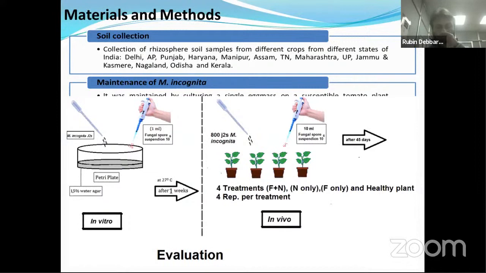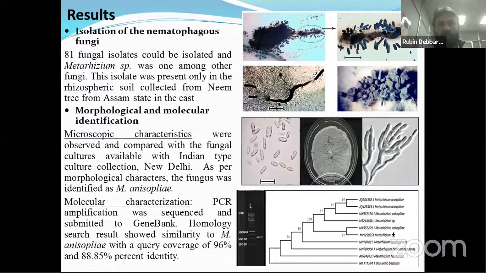For in vivo culture, we used 4 treatments: fungus plus nematode, nematode alone, fungus alone, and healthy plant. For 1 gram of soil we added 2 J2s, so for 400 grams that means 800 J2s of Meloidogyne incognita, and 10 ml of fungal spores, with replications for each treatment.